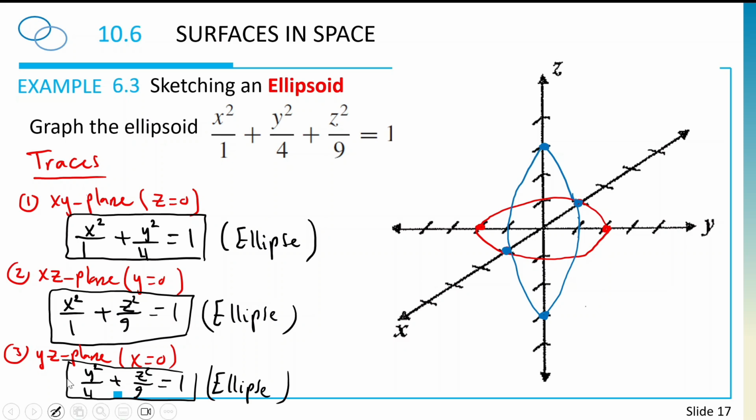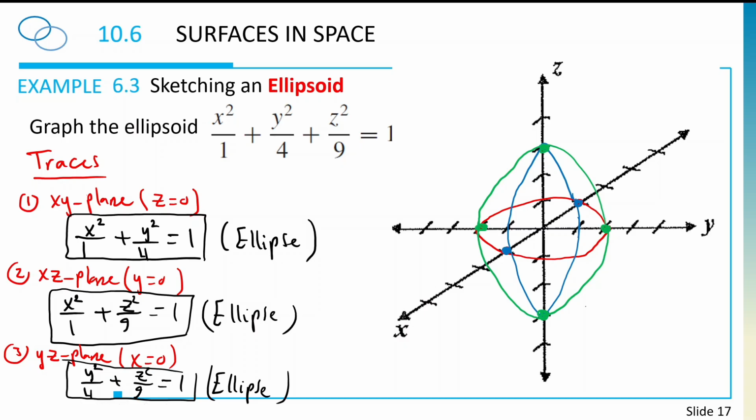And lastly, I'll do the last one. Y is 4, so at Y it's 2, negative 2. Z is 9, so it's 3, negative 3. And I'll do the third ellipse, just joining the green points. So by joining the green points, clearly now you have an ellipsoid. It looks like a 3D shape, which is an ellipsoid.